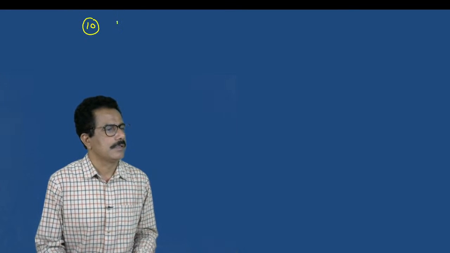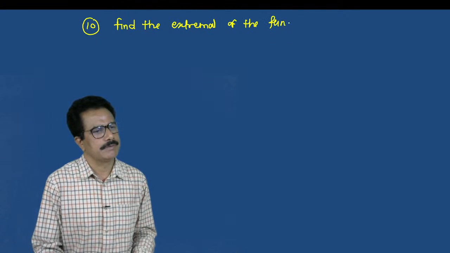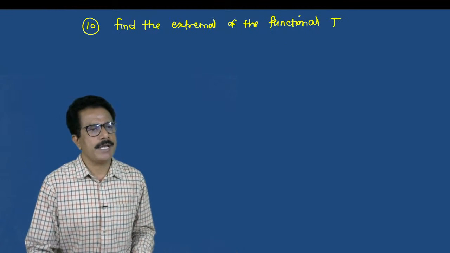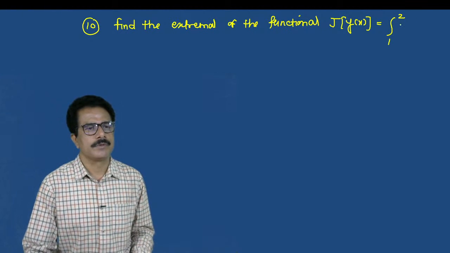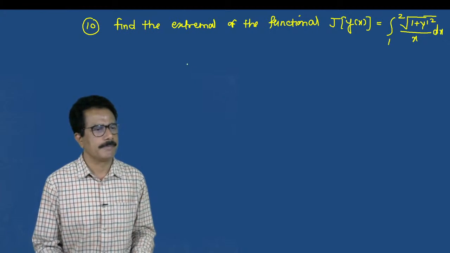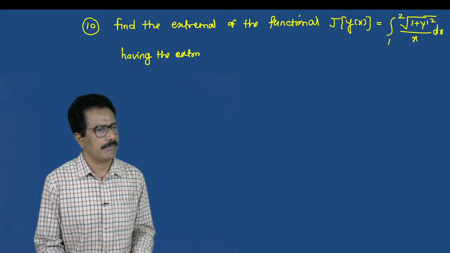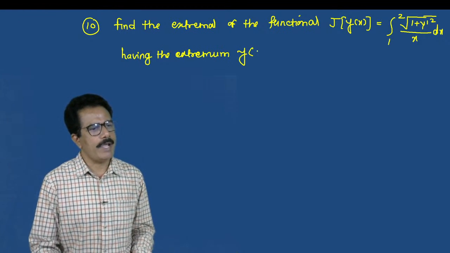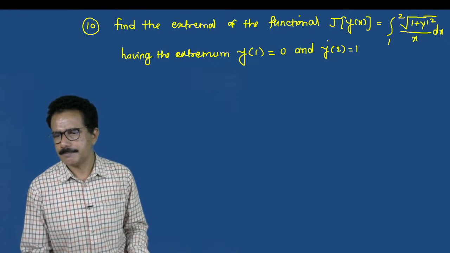Now we have to calculate the problem based on this. Find the extremal of the functional J of y of x, which is equal to the integral from 1 to 2 of root of 1 plus y dash square divided by x dx, having the extremal condition y of 1 is equal to 0 and y of 2 is equal to 1. Okay.